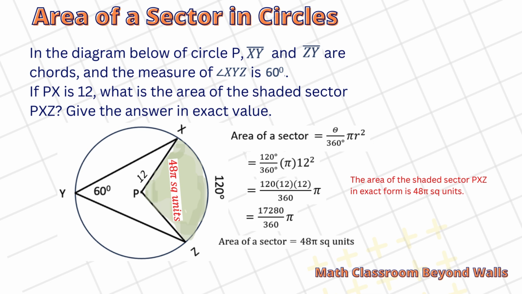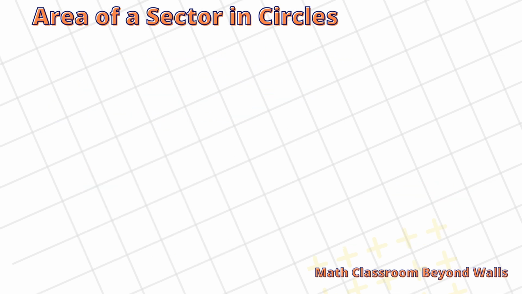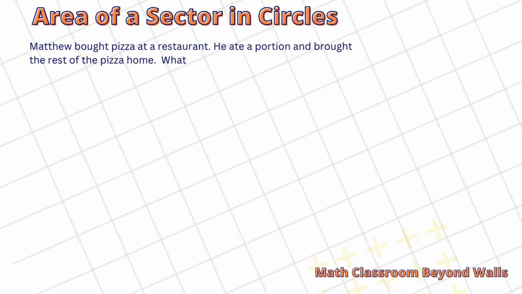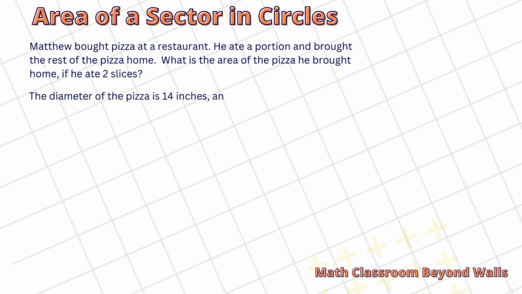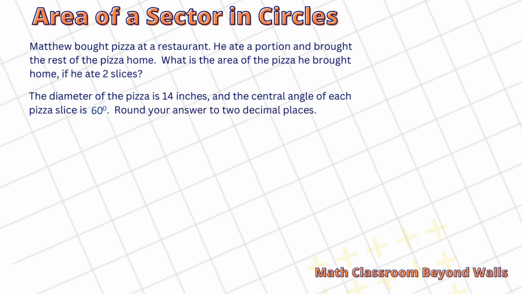Let us have one more problem. Here's the problem. Matthew bought pizza at a restaurant. He ate a portion and brought the rest of the pizza home. What is the area of the pizza he brought home if he ate 2 slices? The diameter of the pizza is 14 inches and the central angle of each pizza slice is 60 degrees. Round your answer to 2 decimal places. A picture of the pizza is given.